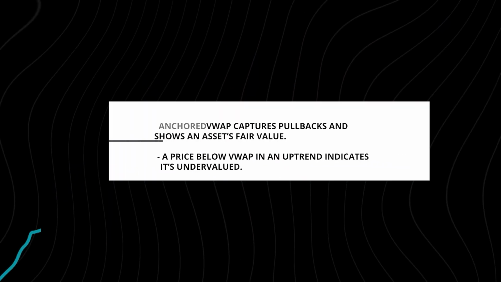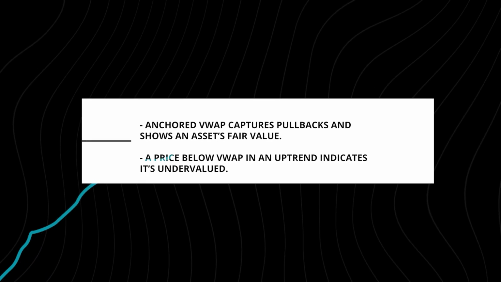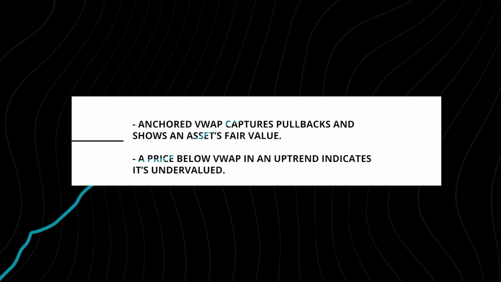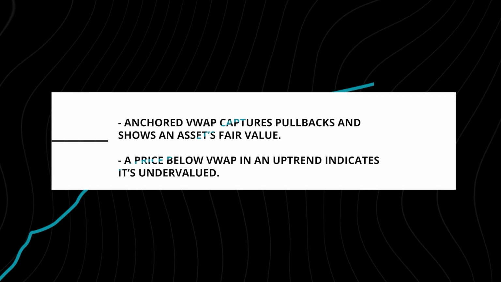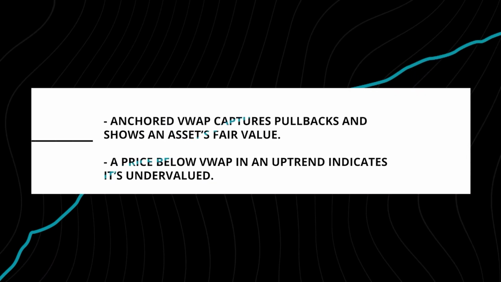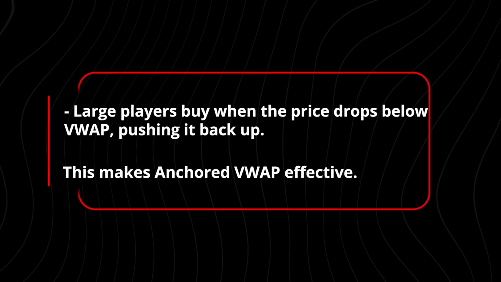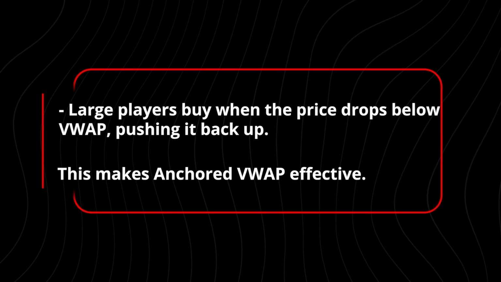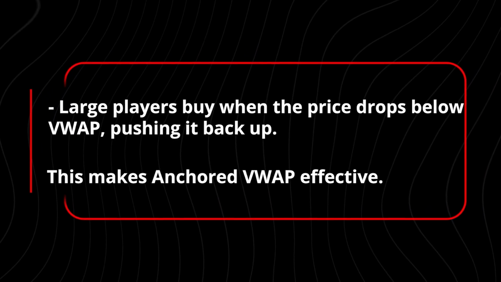The Anchored VWAP is an excellent technique for capturing pullbacks. You can determine the asset's fair value within a trend by graphing it from the beginning. If the price goes below the VWAP during an uptrend, it means the item is being traded at a lower price than its fair value. Large players note the difference and put buying orders, bringing the price back over the VWAP. This explains why the Anchored VWAP is effective.